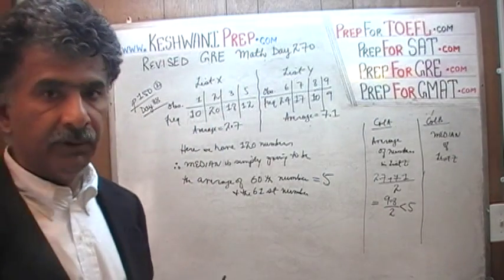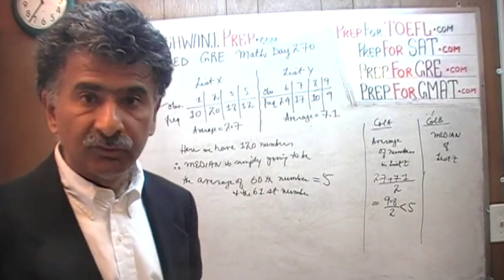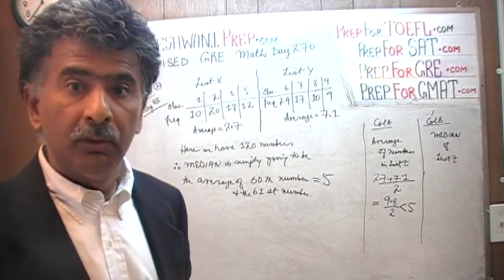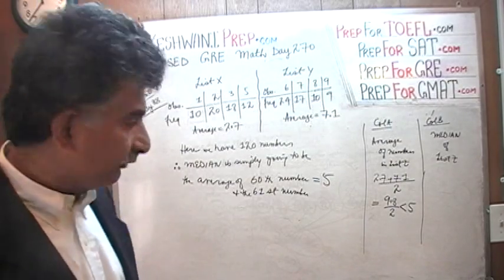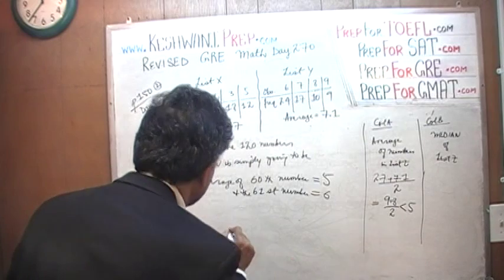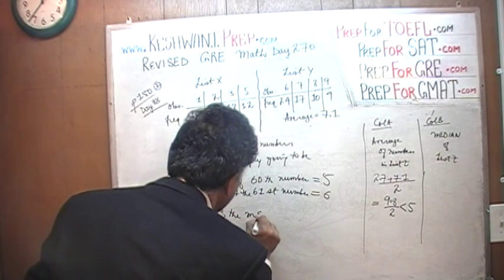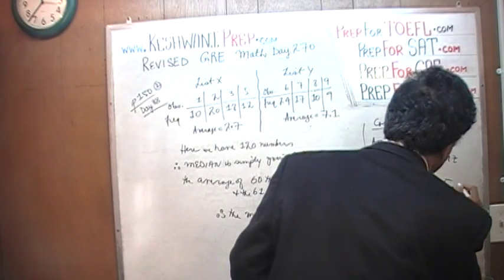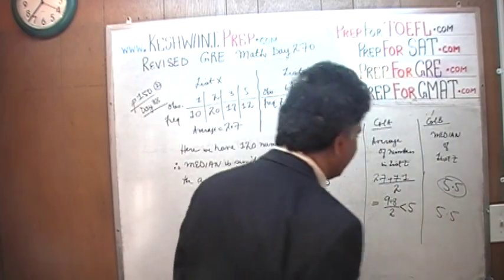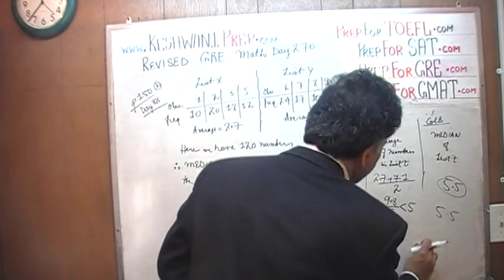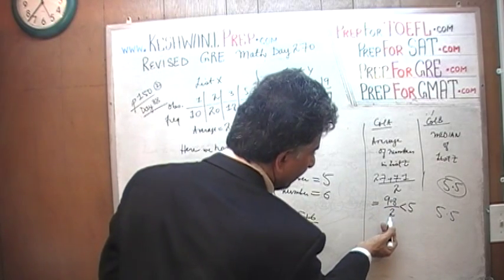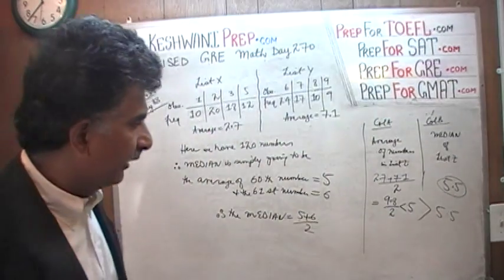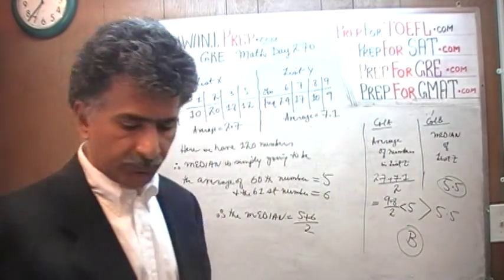Similarly, the 61st number is the very first number that appears in the second list, and that is 6. And we have 24 of those. So the 61st number is 6. And therefore the median is the average of the two numbers, which is simply 5.5. We found out that the average was 9.8 divided by 2, which was less than 5, and therefore 5.5 is going to be greater than something that is less than 5. The answer is B. That's all. We're done.